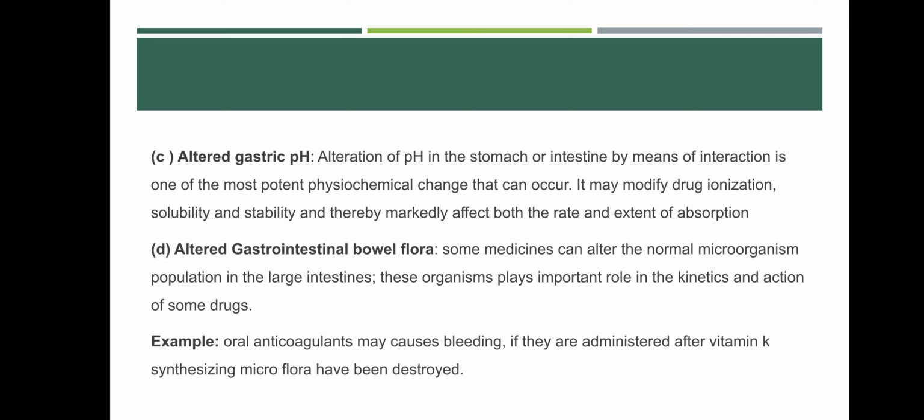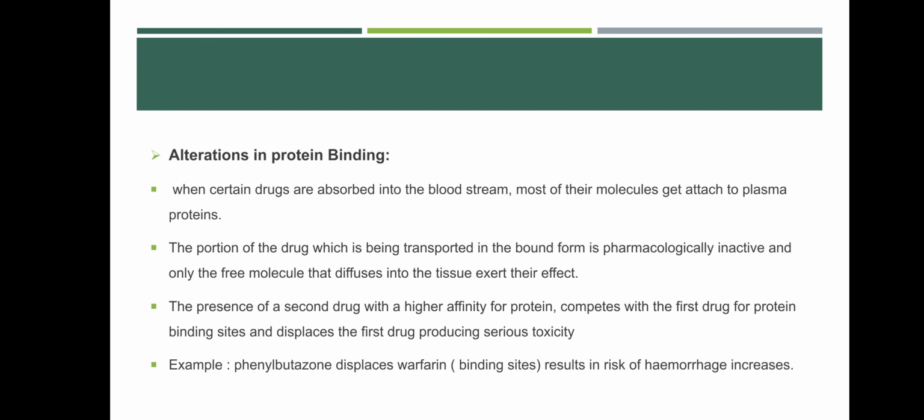So due to the use of some medication, they will alter or decrease the activity of these microorganisms. Example, oral anticoagulants may cause bleeding if they are administered with vitamin K. So the vitamin K synthesizing microflora will be destroyed.